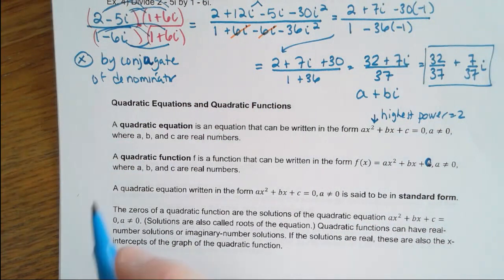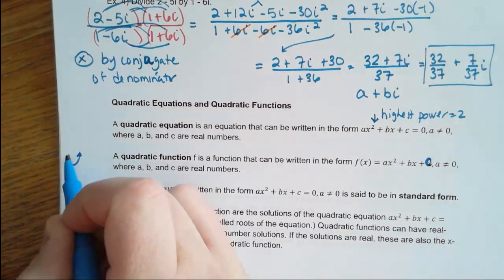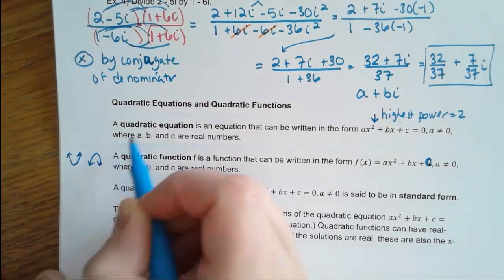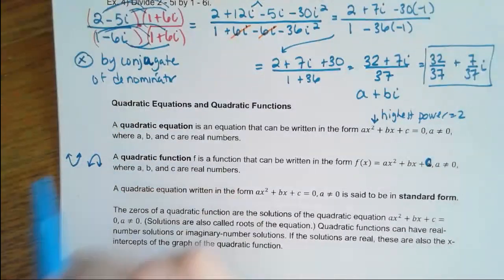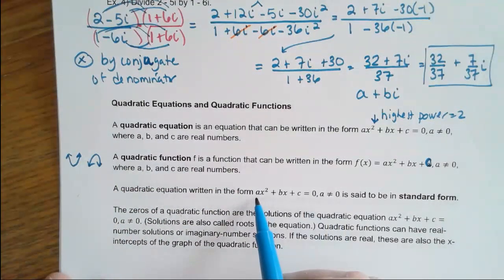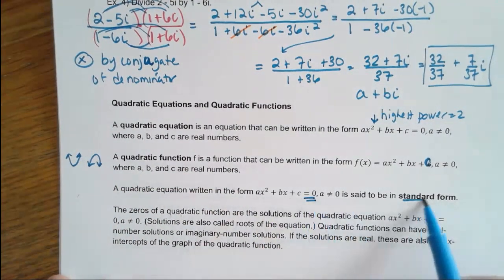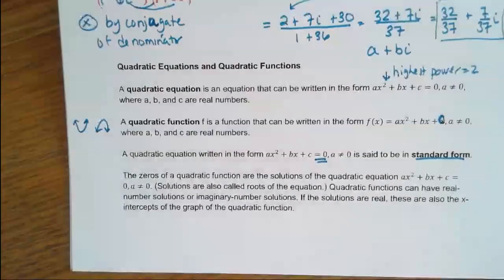They are functions. And what happens is they're functions when they're shaped like this. So we're not talking about parabolas that go sideways here. We're just going to talk about either your up or down parabolas. When it's written in this form with an equals 0, we do call that standard form, which is helpful in some cases.